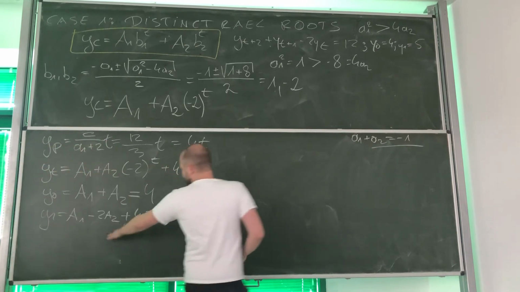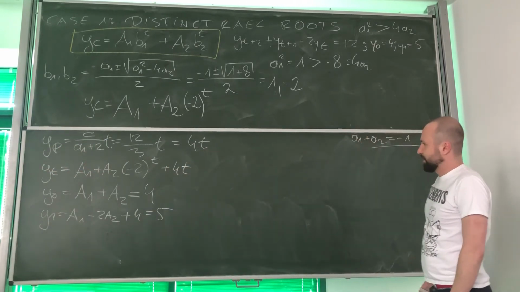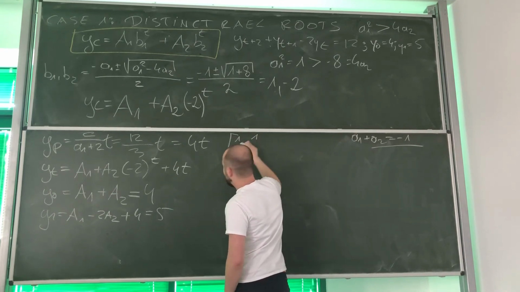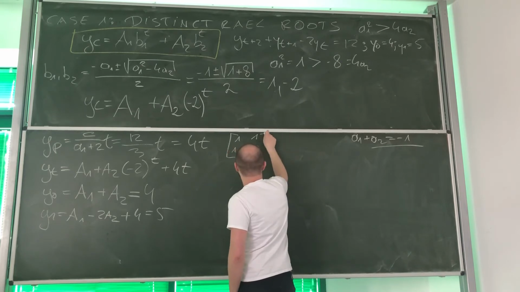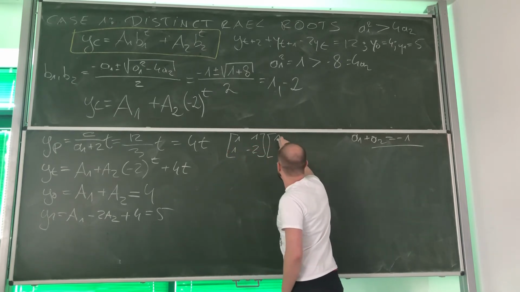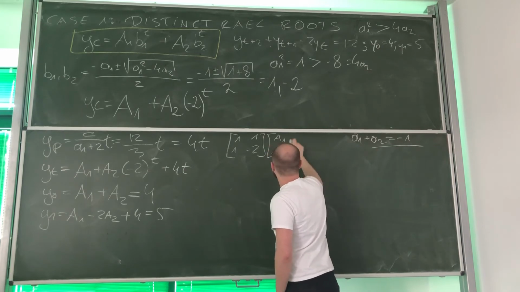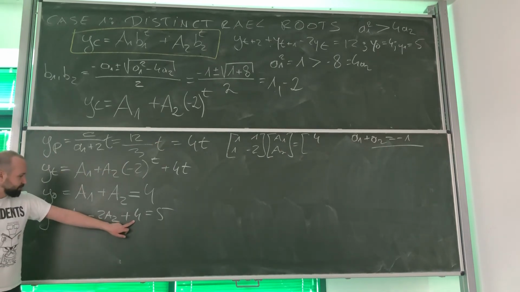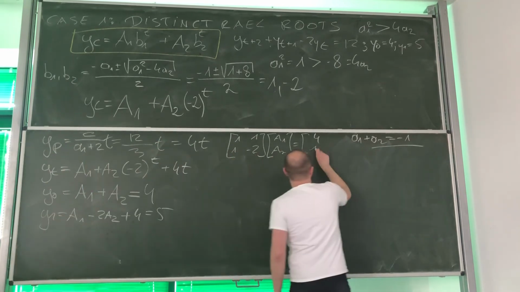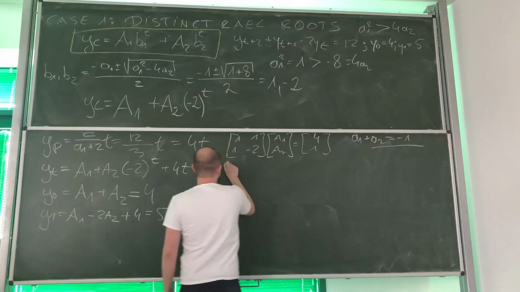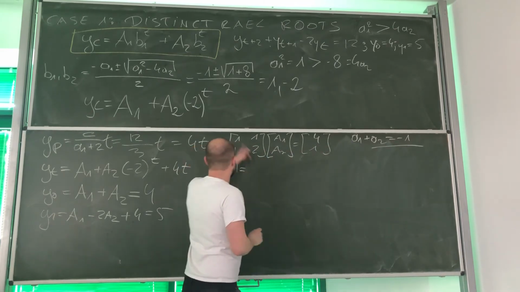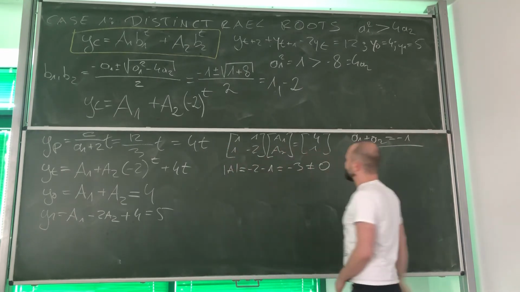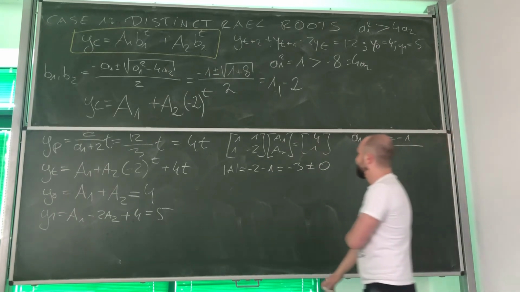Okay, so look, we got a system of two simultaneous equations with two unknowns. Basically, we get 1, negative 2, A1, A2 equals to 4, and subtracting 4 from both sides, 1. Okay, will it have a solution? Well, this is negative 2 minus 1, it's negative 3. It's different than 0, so we definitely have a solution, and now we just need to find it.